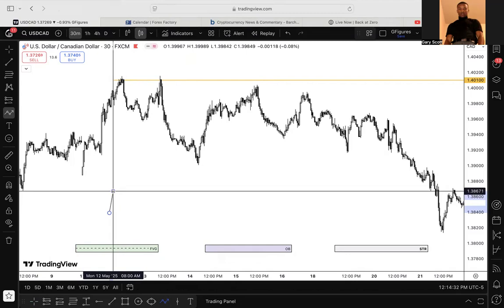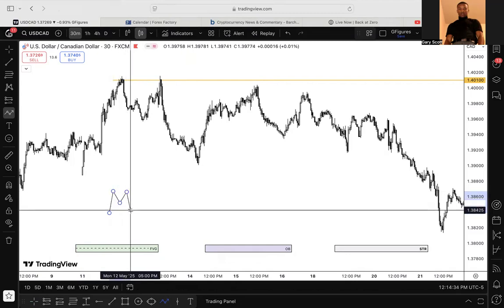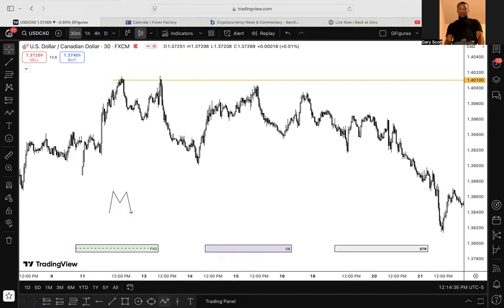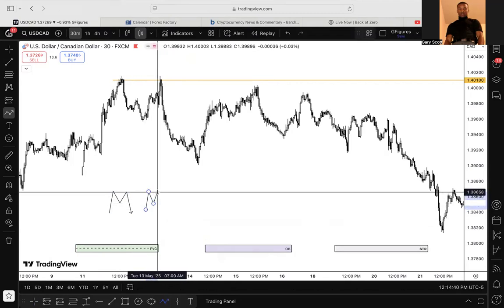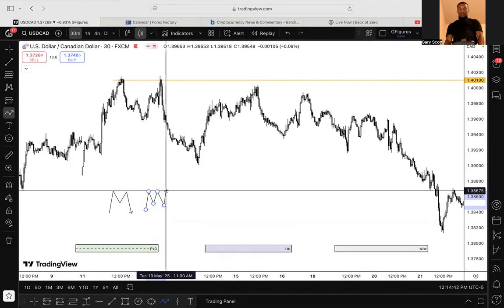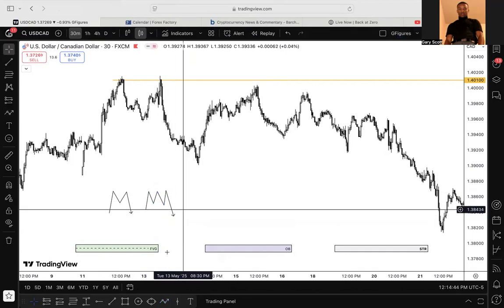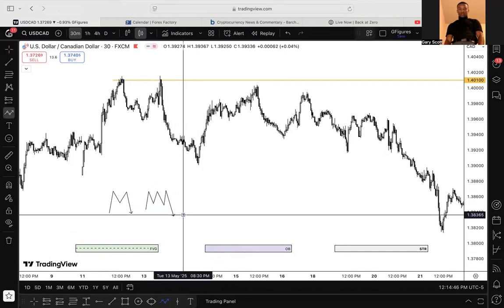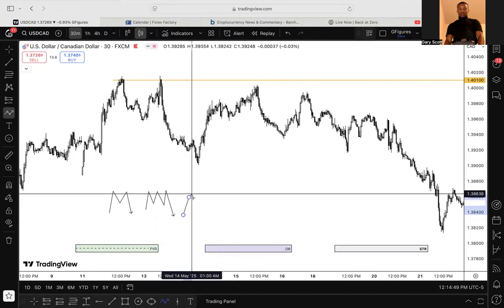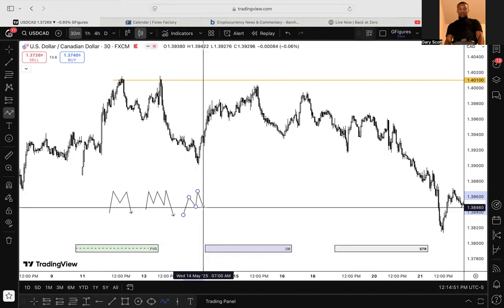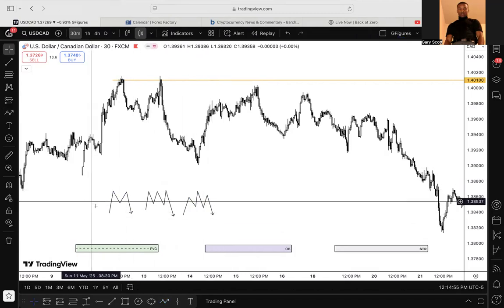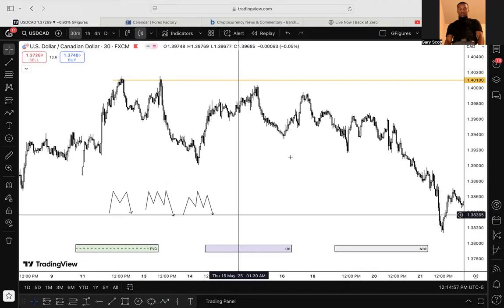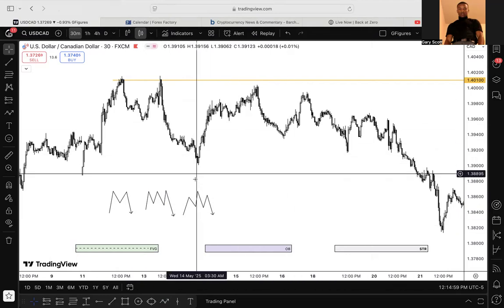Double top. Then you have your triple top. And then your last one is your head and shoulders pattern. Head and shoulders pattern. These three patterns start a downtrend, or they can be continuations within a downtrend. All right, we got that.